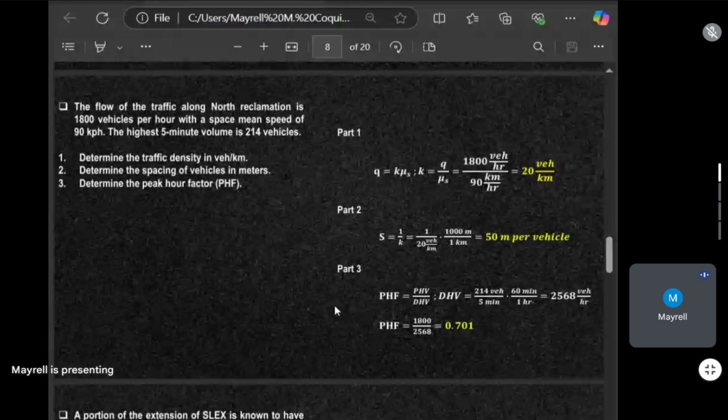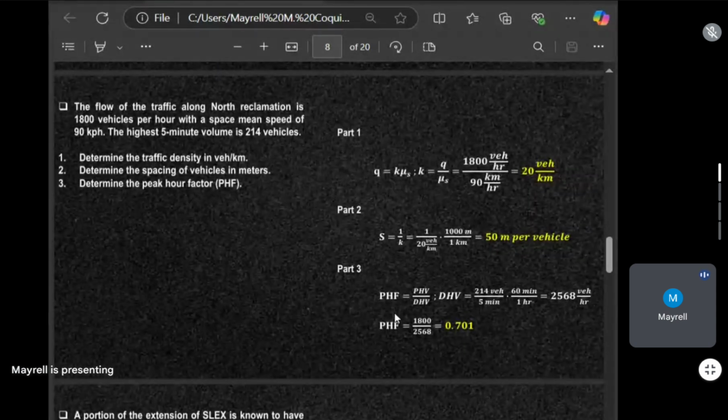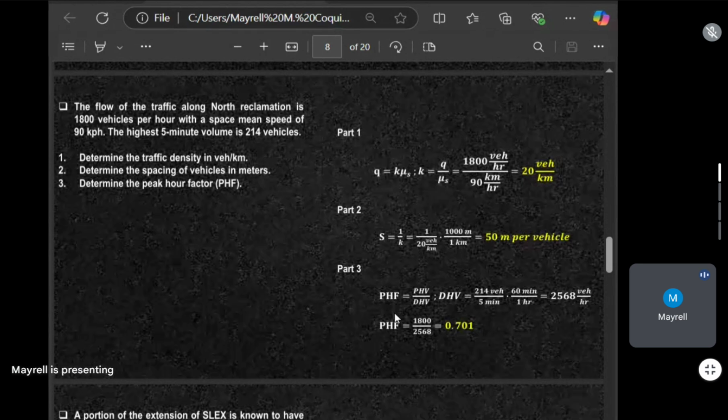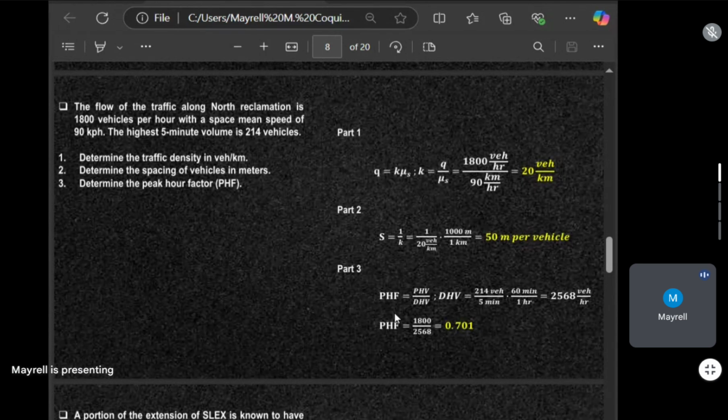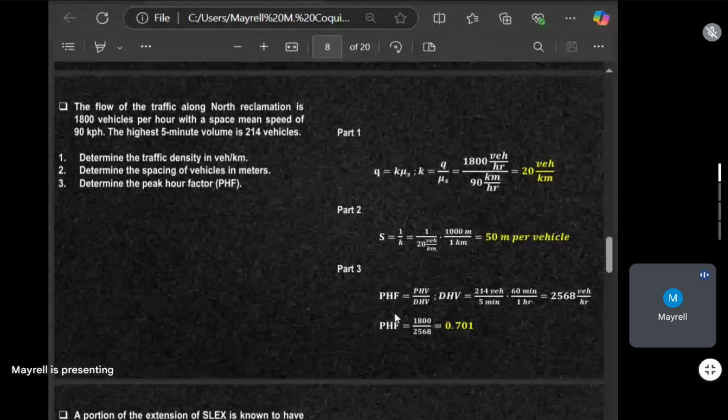Then part 3. You have a formula again: PHF equals PHV over DHV. That is the peak hour factor. PHF equals PHV, that's the peak hour volume, and DHV is the design hour volume.